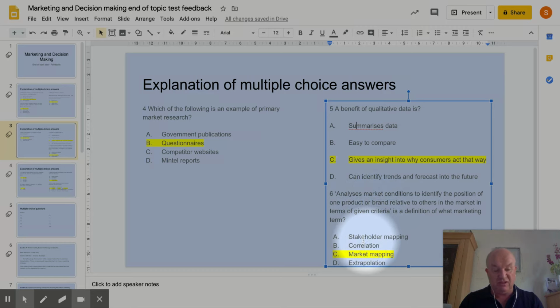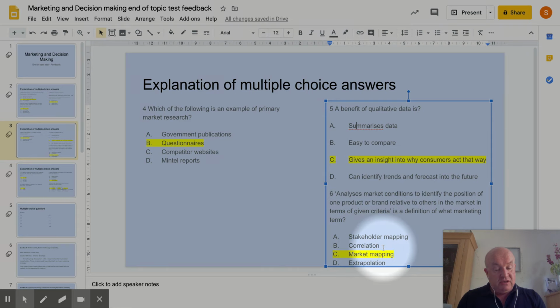Is it a definition of stakeholder mapping? Well, no, that's basically looking at your different stakeholders and then trying to map them as to where they sit. Are they important? What sort of levels of power do they have? And what sort of levels of interest and influence do they have?